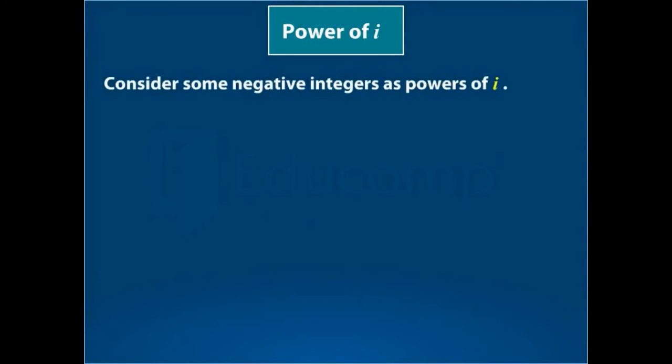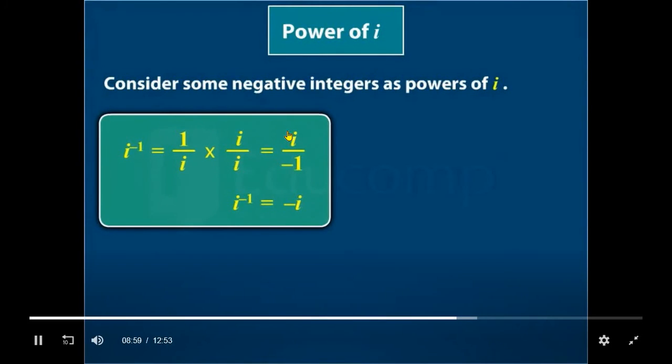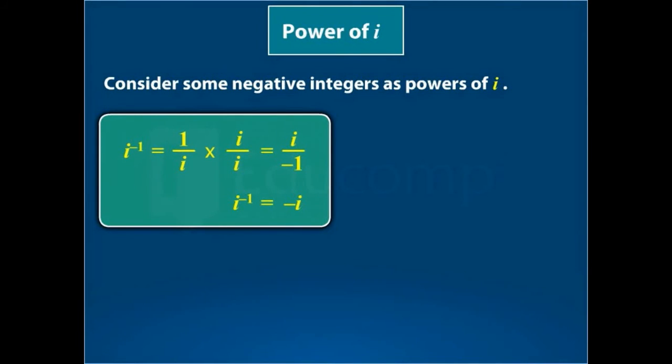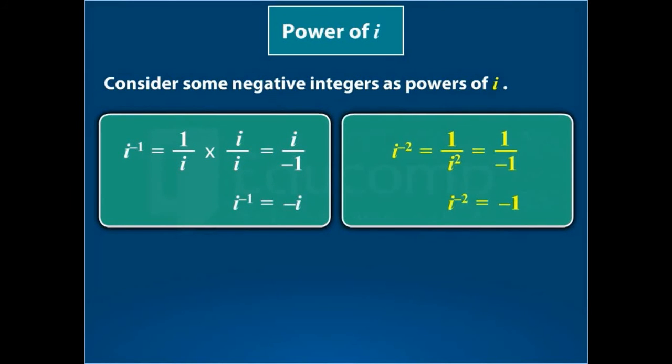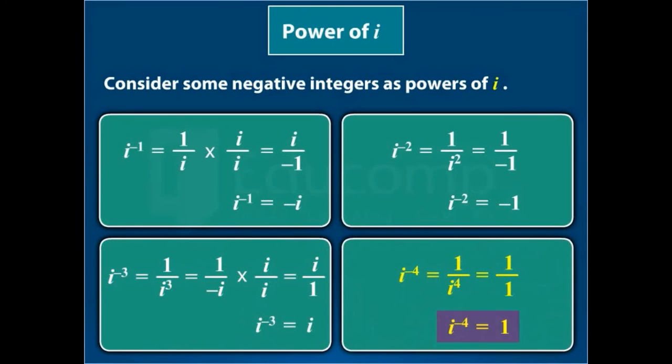Let us consider some negative integers as powers of i. Here, i inverse is equal to 1 over i into i over i. This is equal to i over minus 1. Hence, i inverse is equal to minus i. Similarly, i raised to minus 2 is equal to minus 1, i raised to minus 3 is equal to i, and i raised to minus 4 is equal to 1.